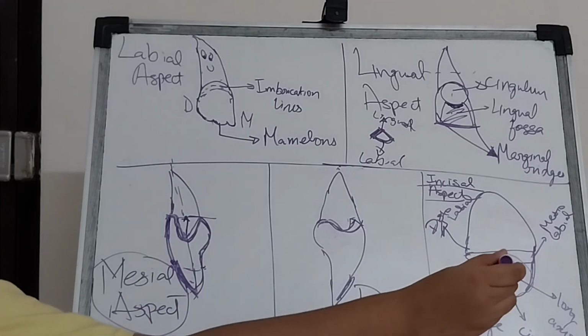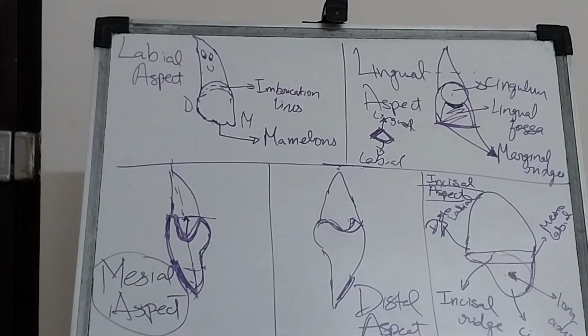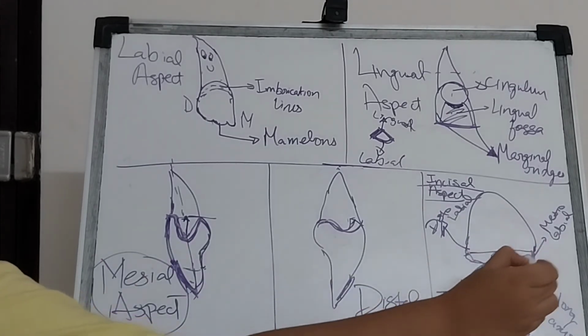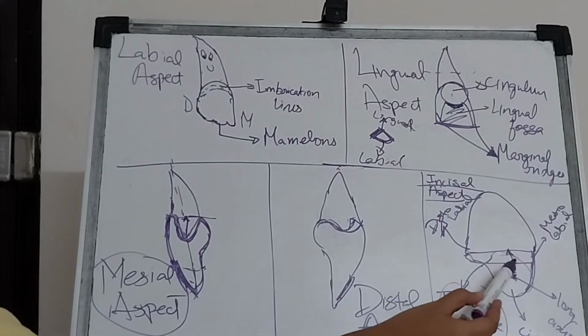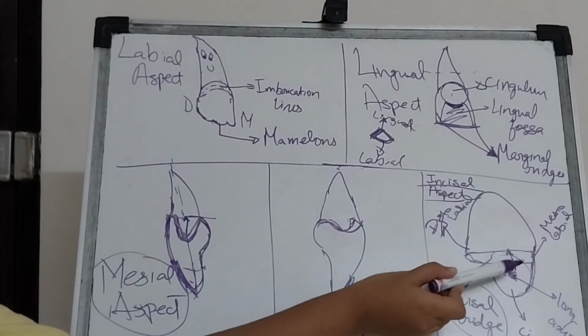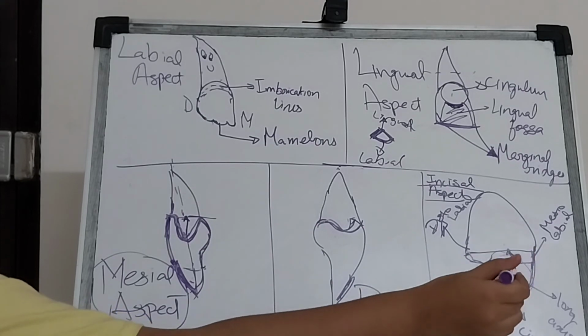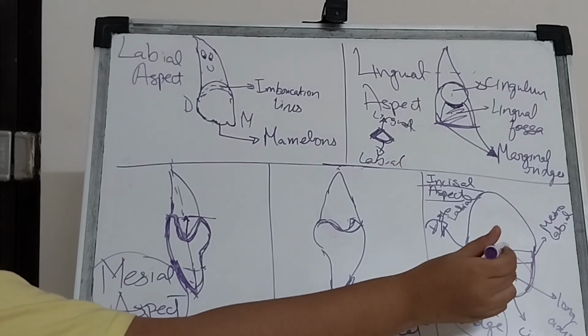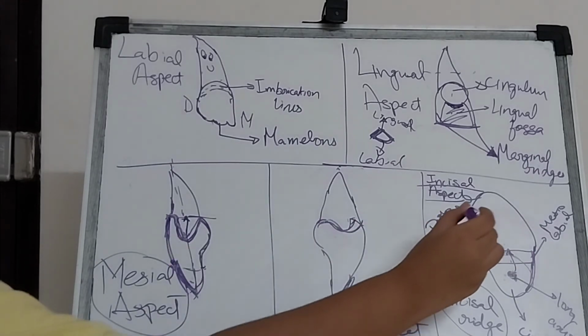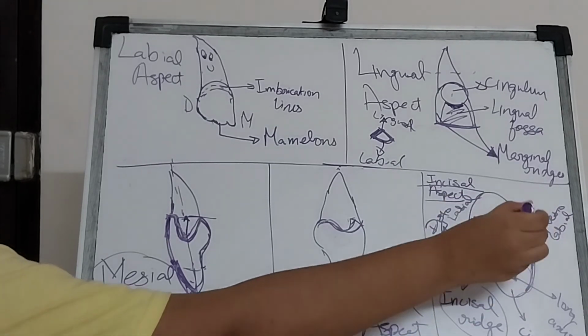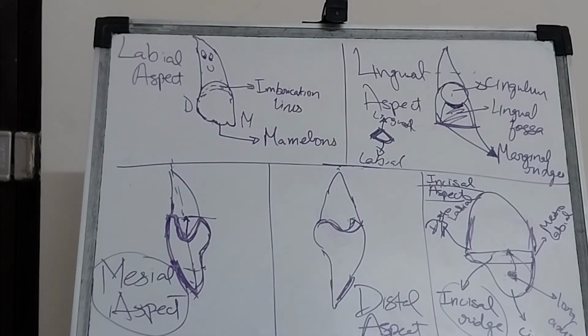This is the long axis, and the incisal edge, or the ridge, lies labial to this long axis. That means it lies more labial, or forward, more to the front. And mesiolabial and distolabial line angles are present and prominent from the incisal aspect. These line angles are prominent.